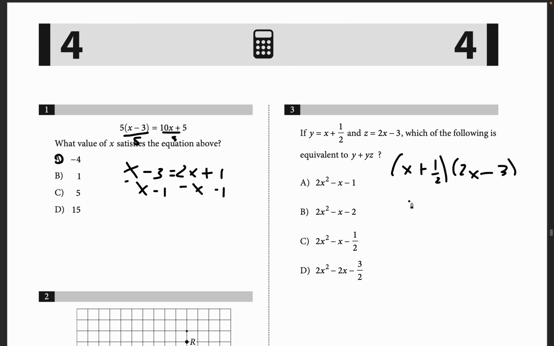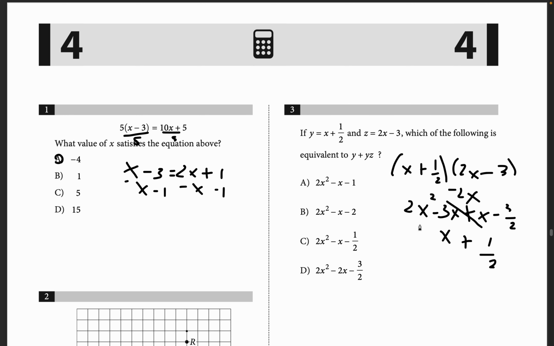So 2x times x is 2x squared, and then negative 3 times x is negative 3x, and then 2 times 2x times 1/2 is x, and then negative 3 times 1/2 is negative 3/2, and then these combine to, let's just call that negative 2x, right? Okay, and then we multiply these, yes, but we have to add the leftover y, which is x plus 1/2.